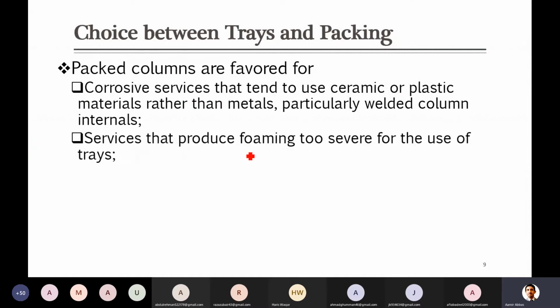The second condition is if something produces more foam, services where the liquid-vapor contact produces foaming, which is unfavorable for the use of trays. In that case, it is good to go for the packed column instead of the tray column. So can you tell me, if there is foaming, then what is the problem inside the tray tower? Why should we avoid it, as mentioned here?